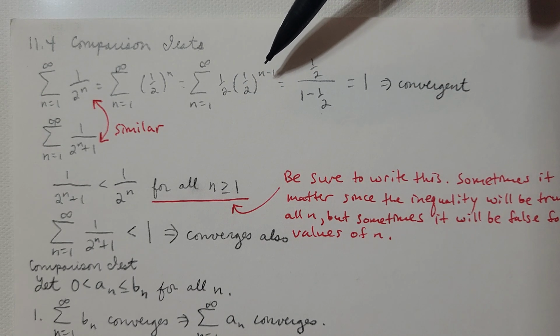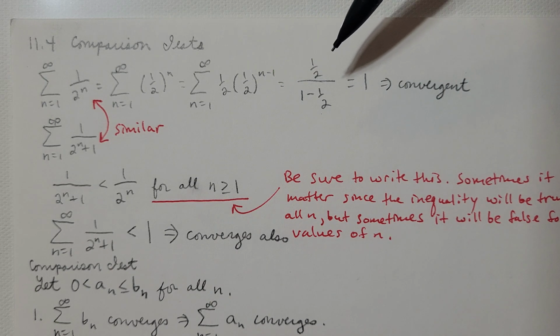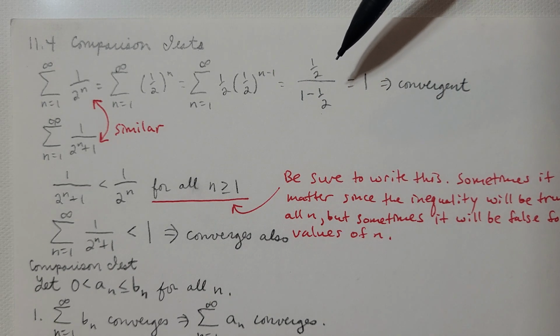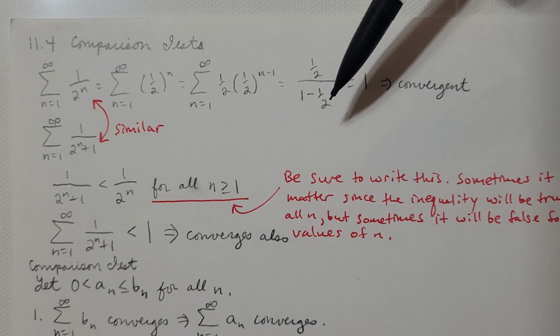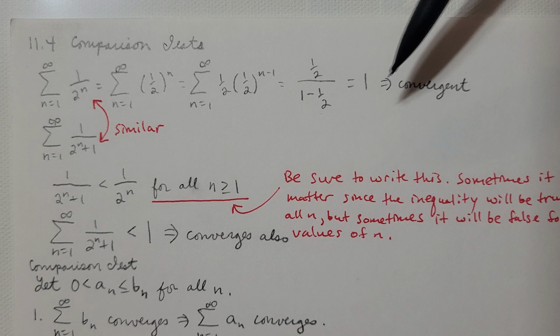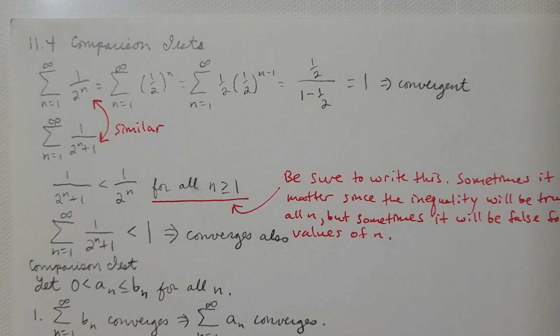So a is 1/2, r is also 1/2. A divided by 1 minus r is 1/2 divided by 1 minus 1/2. 1/2 divided by 1/2 is 1. Okay, so this is a convergent series.